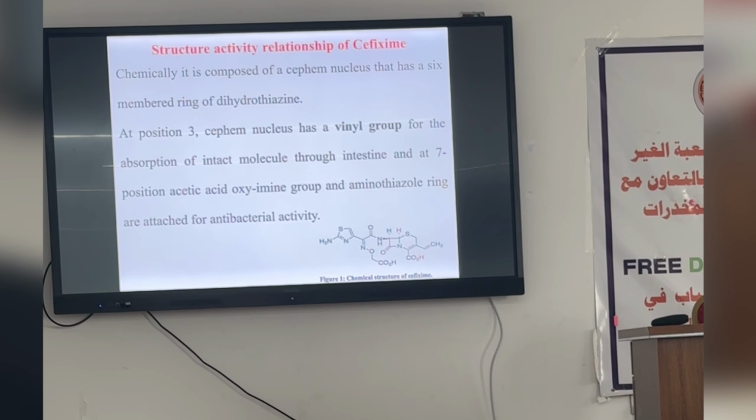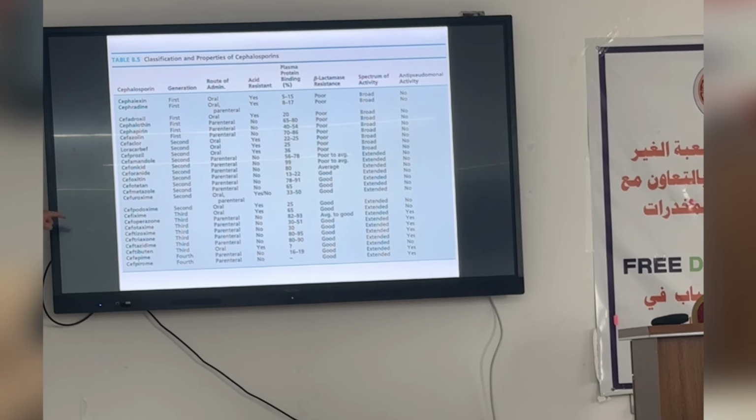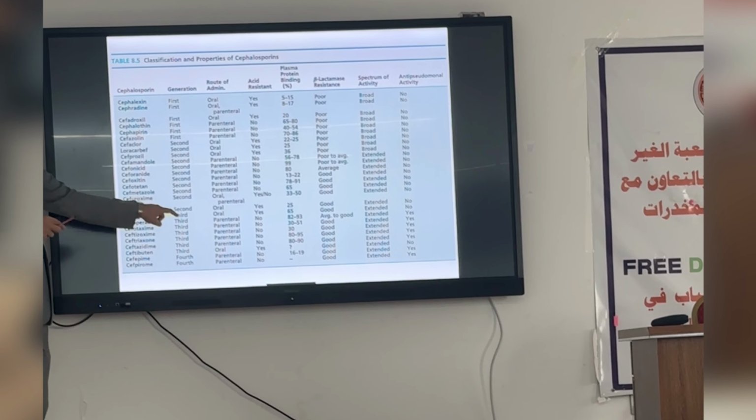Structure activity relationship of cefixime. Cefixime is one of these cephalosporin, and if you see, we have cefixime, which is third generation of cephalosporin.